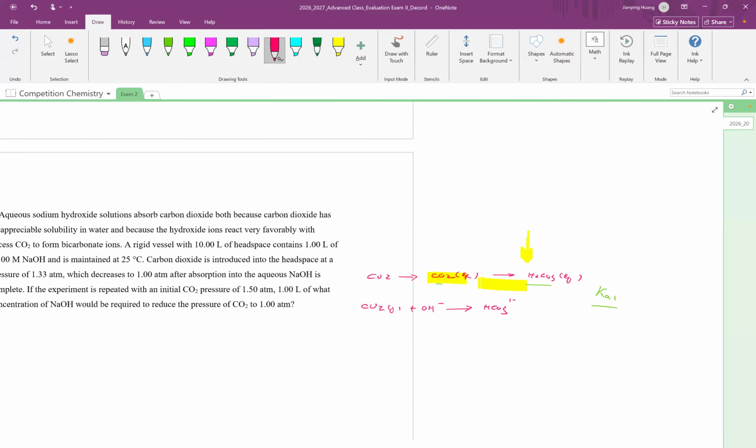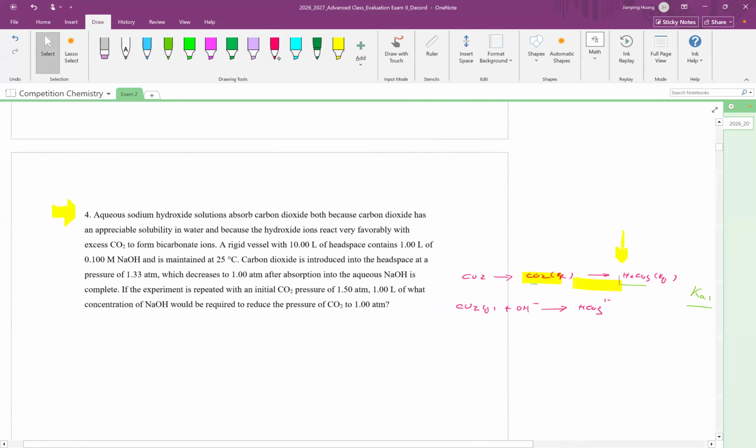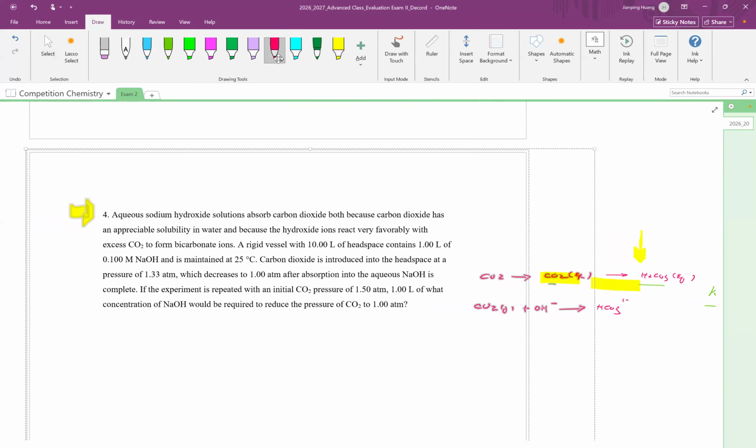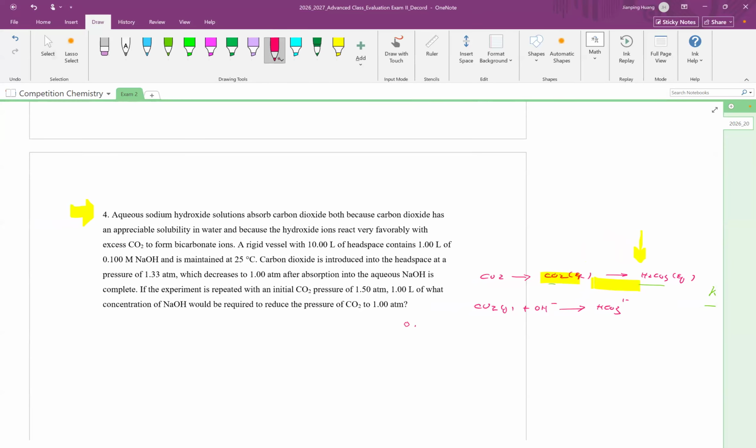So what do you want to find? You want to find the concentration of sodium hydroxide. Now, let me give you the answer. Okay, you get your point. You should get 0.169 molality. That's your answer. How do you get this one? And the way to calculate molality is m, you get moles.